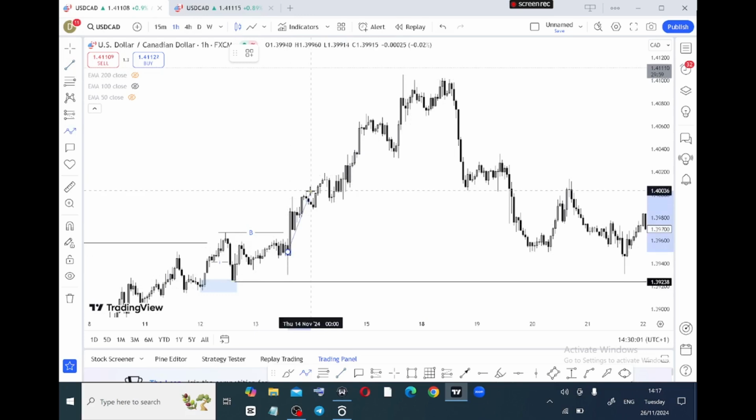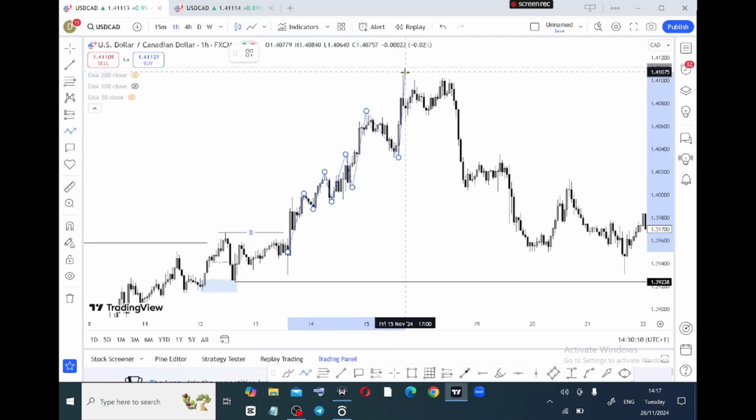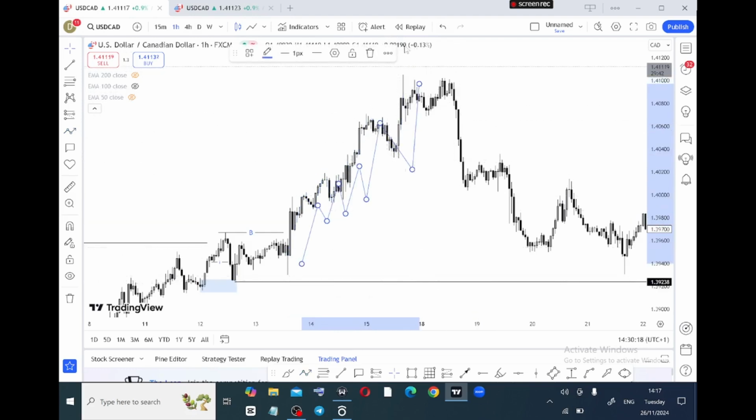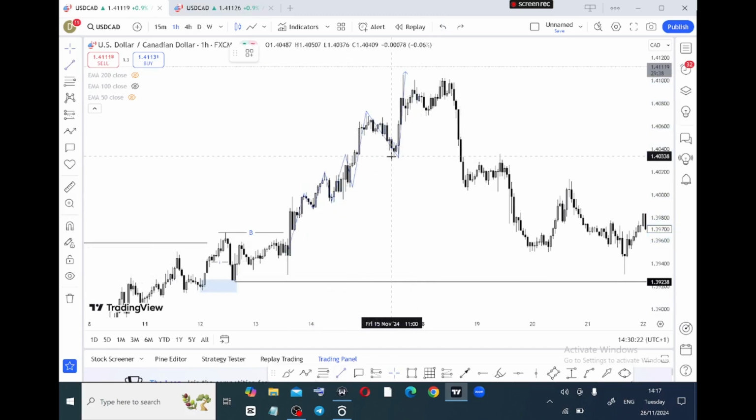So if you look at this move, after the market broke this structure, the market was doing a very small pullback here. The market was doing this and a push up. All these are not pullbacks because they are inside this movement. So look at it. Where is the last pullback? This is the last pullback that the market created.